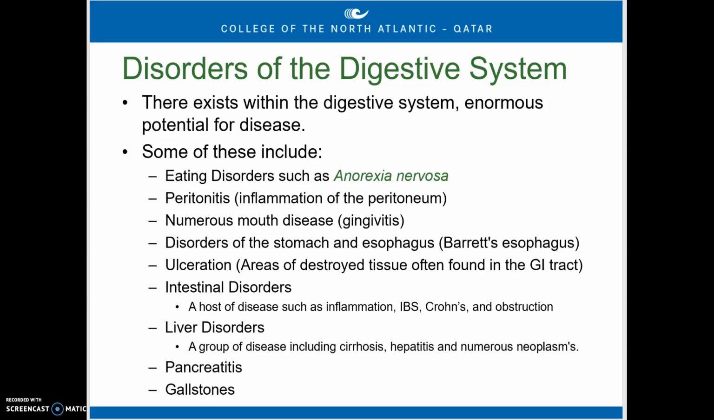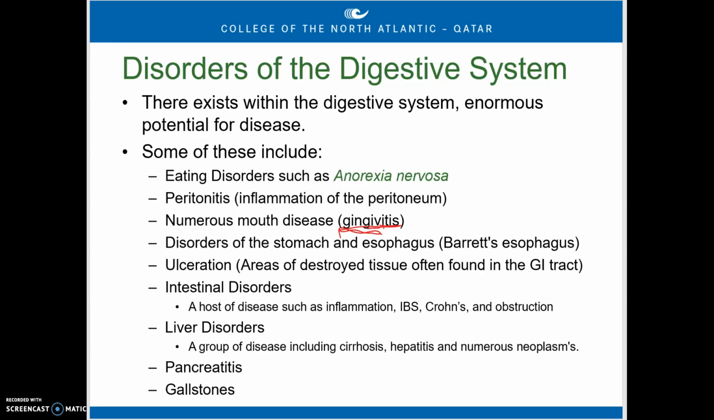Again, we've talked about the word itis before. If we see itis at the end of a word, that's generally a negative thing. Itis usually means an infection. And if we look at the front here, gingiva means the soft tissue around the teeth, the gums. So gingivitis is an inflammation of the gums.